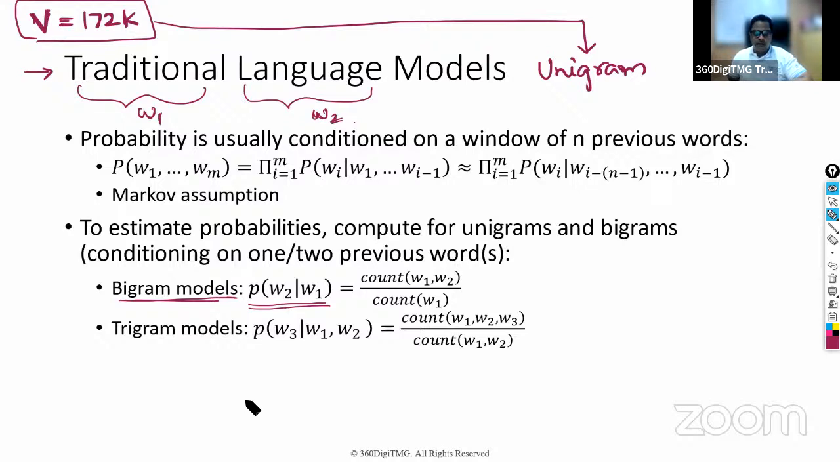And then we also have a trigram model. What do you mean by trigram model? Three words. For a bigram model, if you have V words in the English dictionary, you'll have V squared words, approximately. And for a trigram model, you'll have V raised to the power 3. So 172,000 times 172,000 times 172,000. Those words will be humongous.